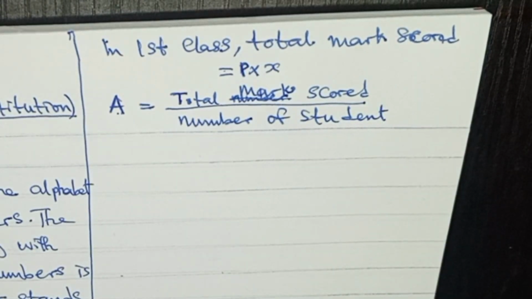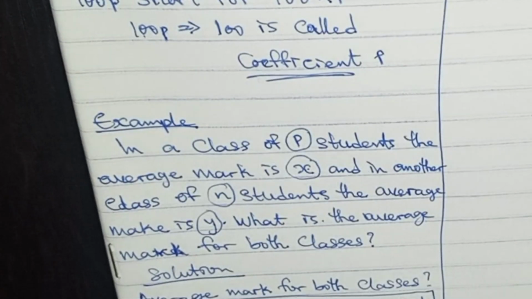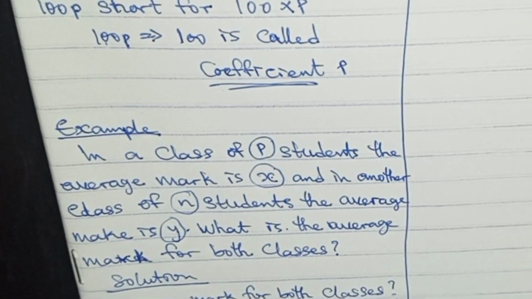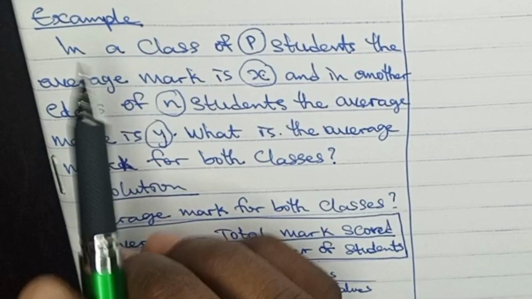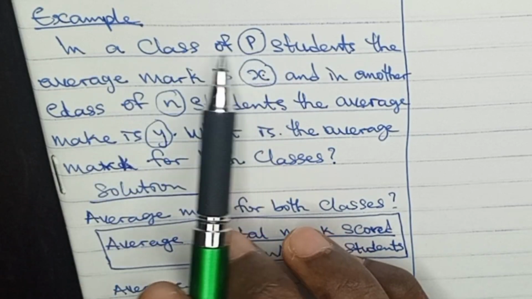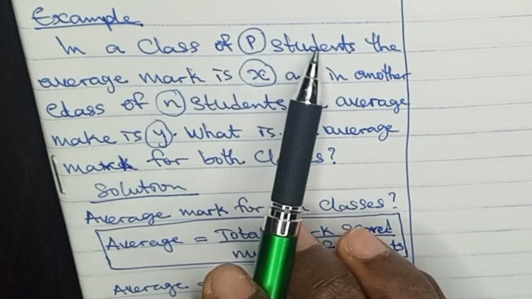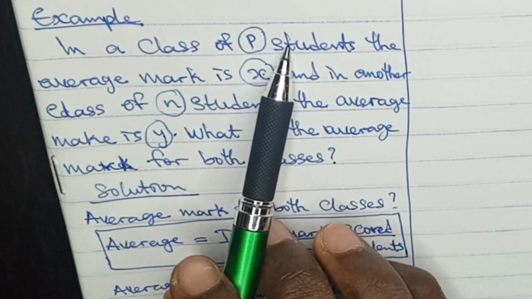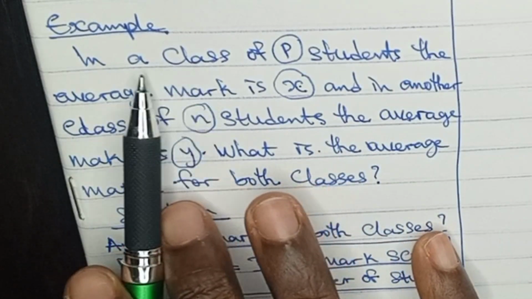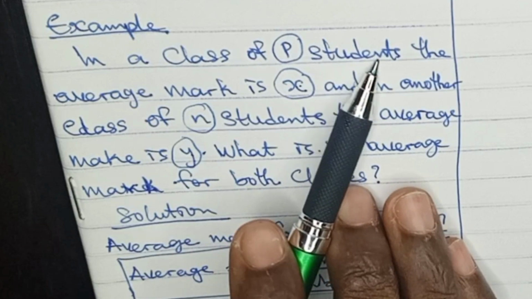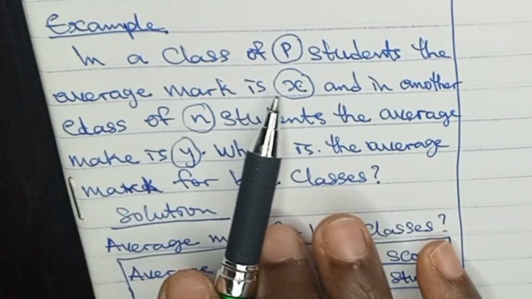Now, let's go back to our question. In our question, we have a class of p students. So we have the number of students, and for this value we have p. Our question already gave us a class of p students, so that's the number of students. The average mark is x.